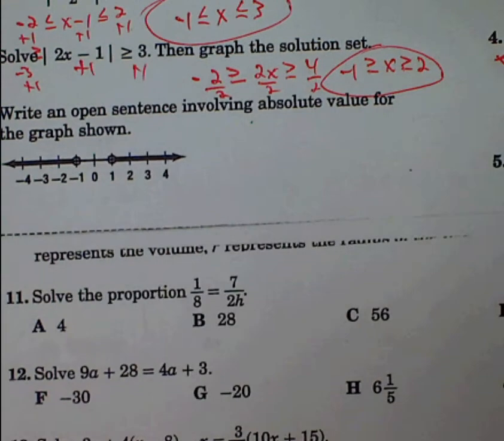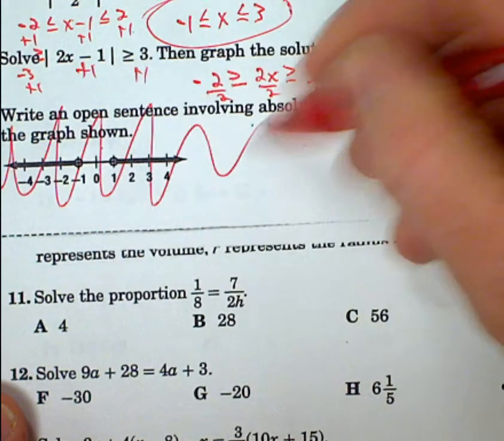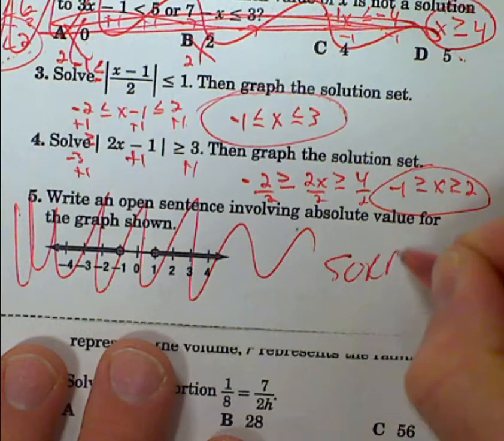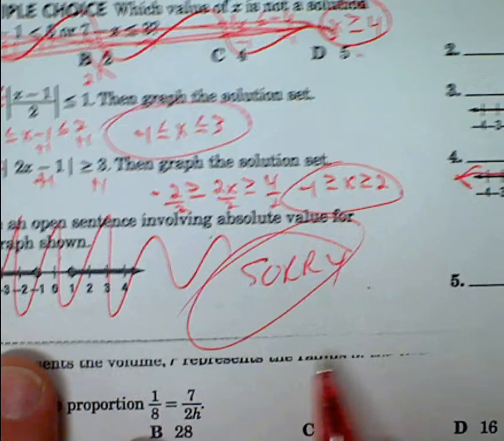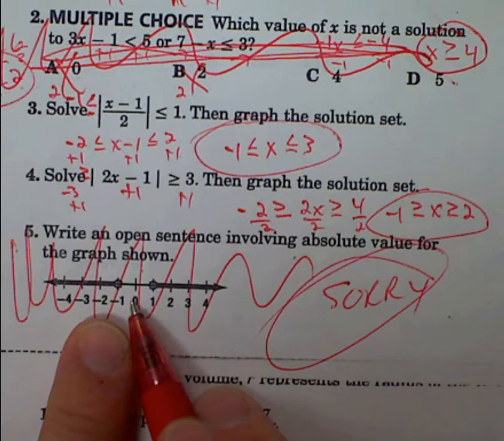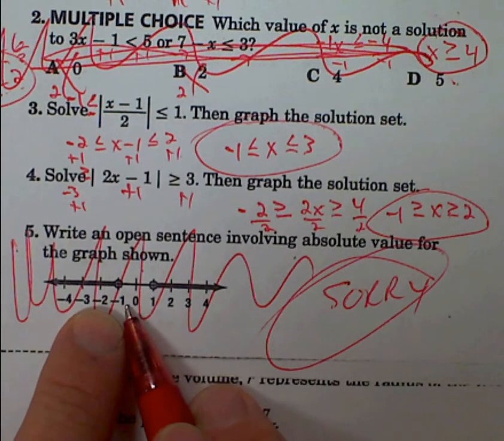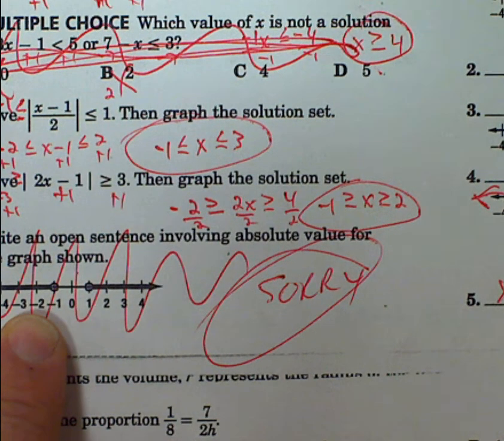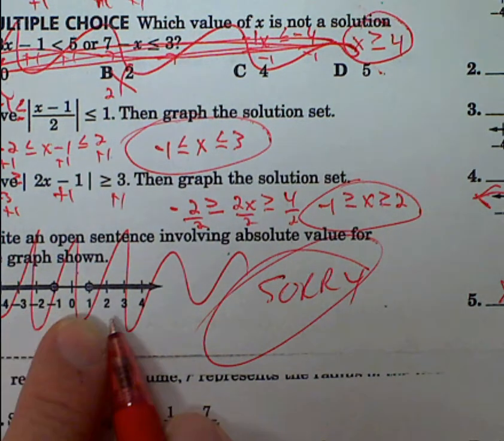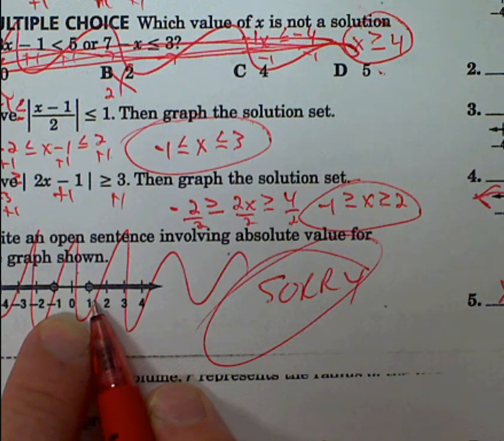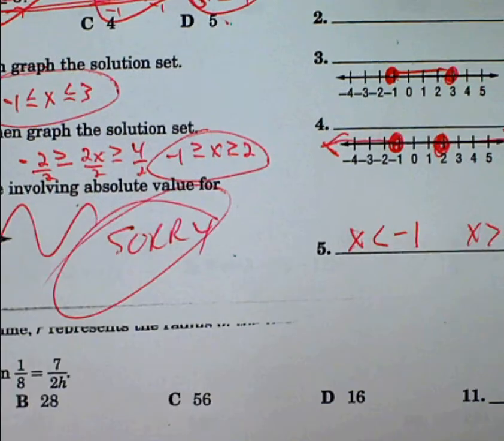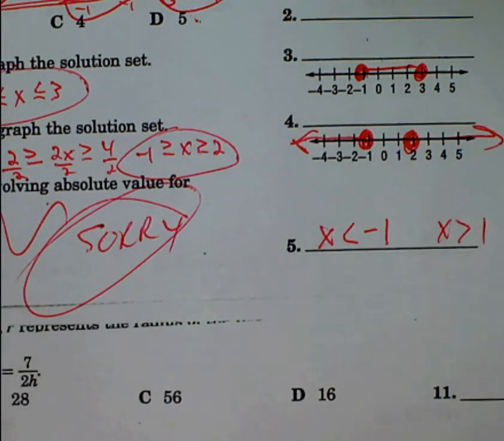Excuse me. Number 5, write an open sentence. I never taught you that. Or actually, I did teach you that. Don't cross it off. Sorry. Okay, X just needs to be less than -1. So we've seen that before. So X needs to be less than -1, as well as X needs to be greater than 1. So that's not hard at all.